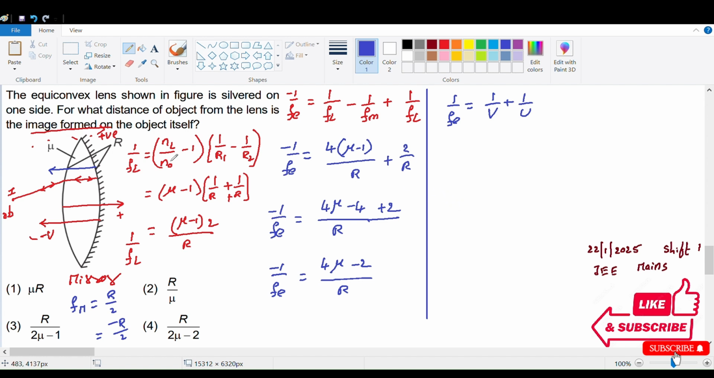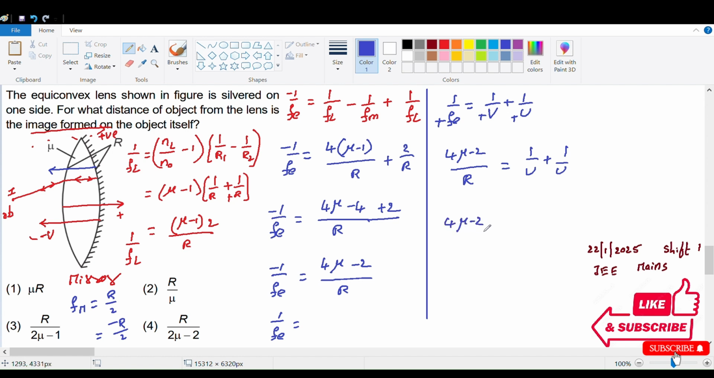Okay. Focal length is negative, so it is a mirror, and object distance also will be negative. Sign convention I am applying always, and the image is also in the same direction there, you see, minus. All three are minus, you can cancel it. So you can substitute here: minus 1 by F equivalent, 4 mu minus 2 by R is equal to 1 by U plus 1 by U.